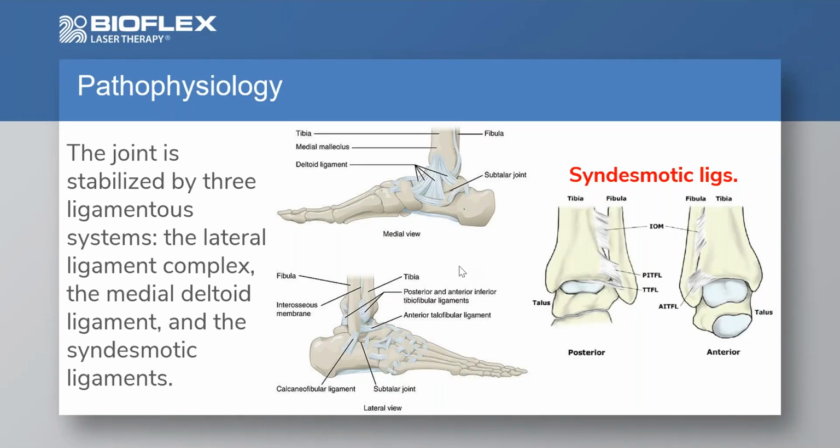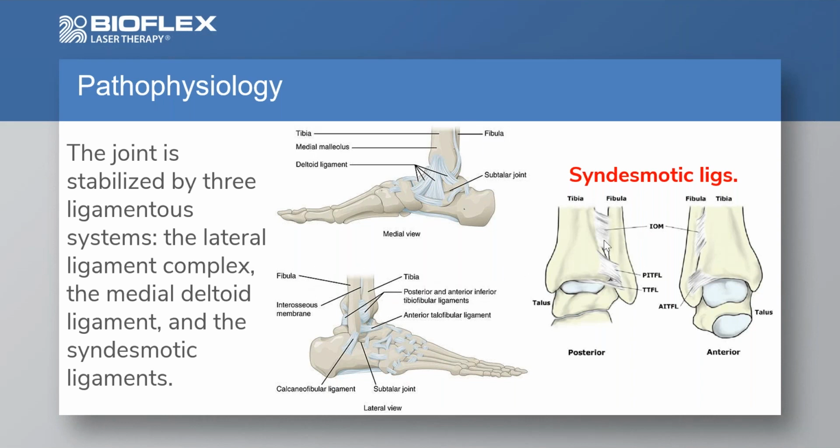So, the joint: a review of the anatomy and a bit of the pathophysiology. The joint, as we know, is stabilized by three types of ligamentous systems. On the lateral aspect, we have the lateral ligament complex consisting of three ligaments. Then we have the medial deltoid ligament system, much stronger, and the syndesmotic ligaments in between the tibia and the fibula. And those are called syndesmotic ligaments.